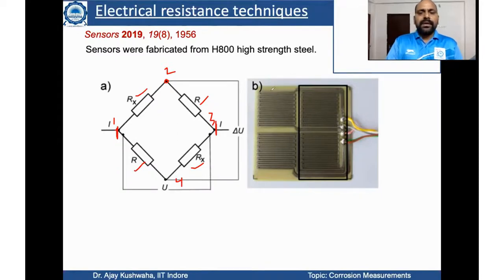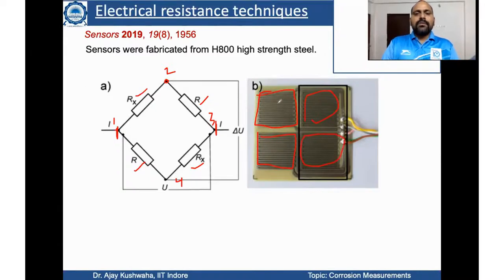In figure B you can see how the device looks. This is one resistance unit, this is the second resistance unit, similarly this is another one, the third one, and this is the fourth one.